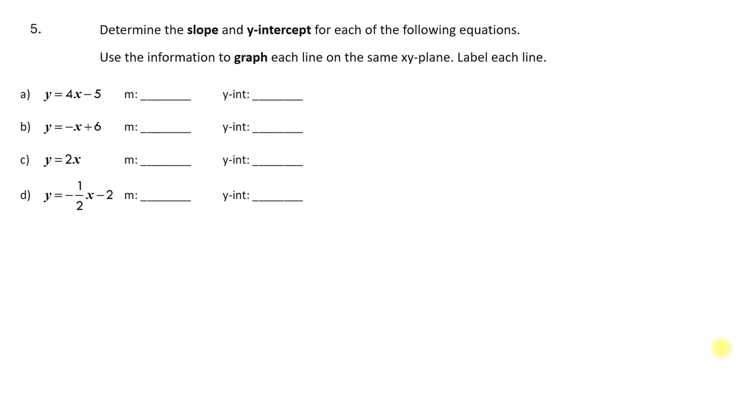Determine the slope and y-intercept for each of the following. Use the information to graph each line on the same xy plane. Label each line. Well, in A, m is simply the number in front of the x, or the more proper way of saying that is 4 is the coefficient, or the x coefficient. And the b value is -5, or the y-intercept.